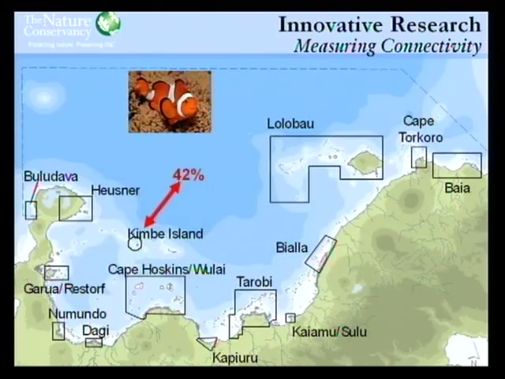But the really exciting thing was they found that up to 12% of all the babies arriving in these 3 adjacent MPAs also came from Kimbe Bay. And that is really, really fantastic, because it's the first data in the whole world that shows that these rules of thumb for MPA network design really work.